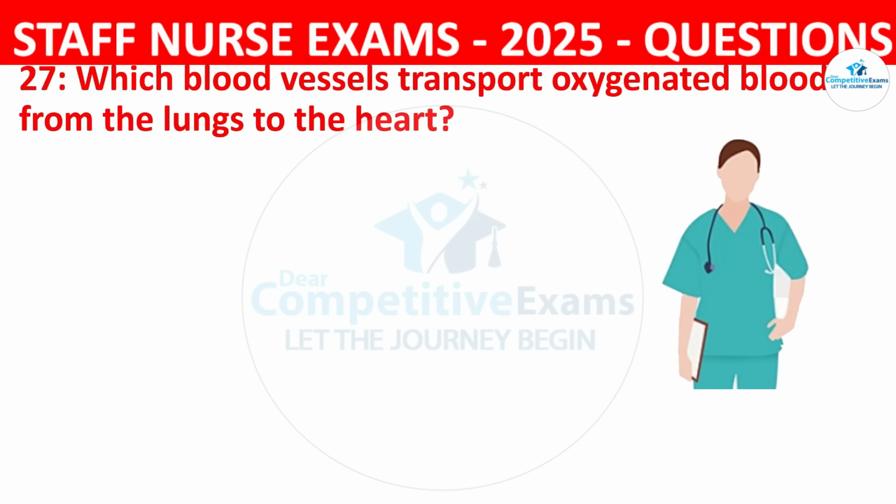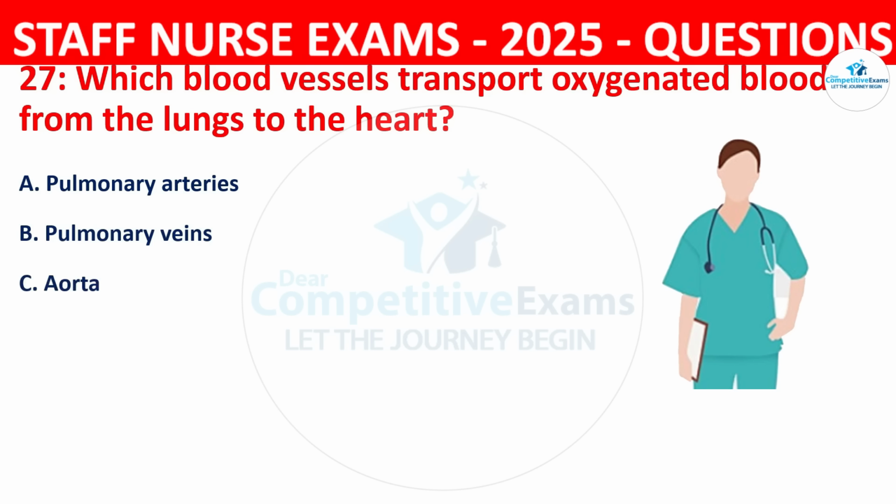Question number 27. Which blood vessels transport oxygenated blood from the lungs to the heart? Your options are pulmonary arteries, pulmonary veins, aorta, or coronary arteries.